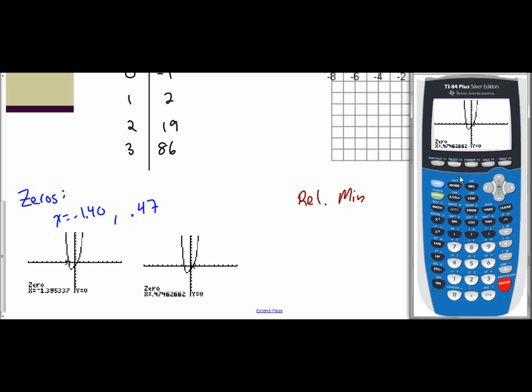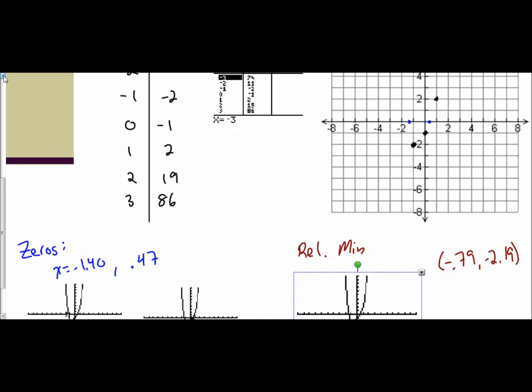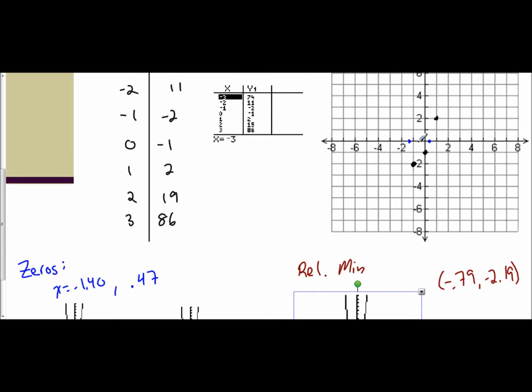And so I go second calc, option 3 is minimum, hit enter. Left bound of this minimum point, hit enter. Right bound to that point, hit enter. Guess, hit enter again. And we get our relative minimum, which is the coordinate negative 0.79, negative 2.19. And so that's the point I'm going to plot on the graph. Negative 0.79, negative 2.19. So it's actually below this point.